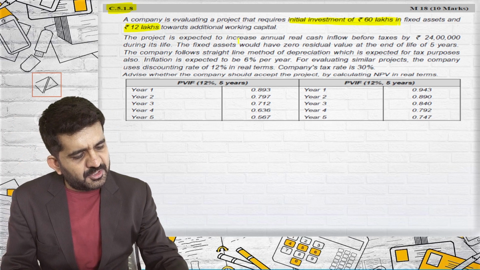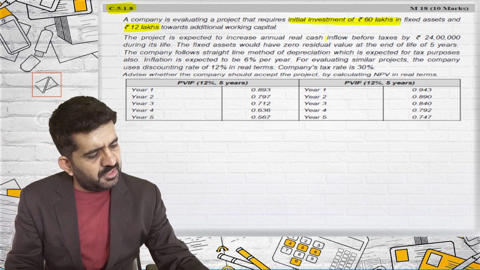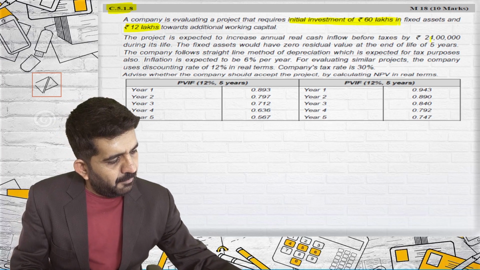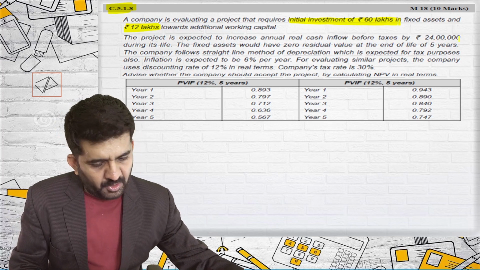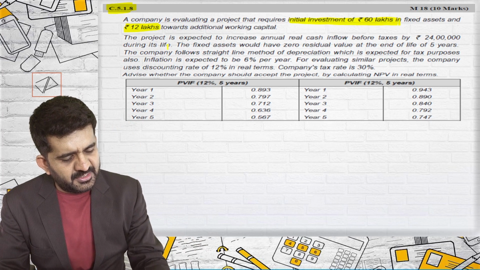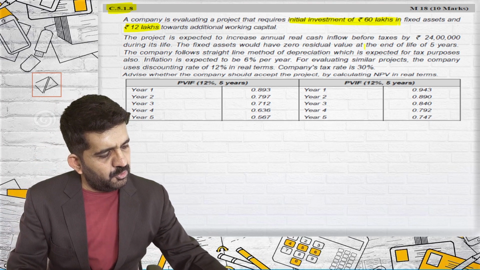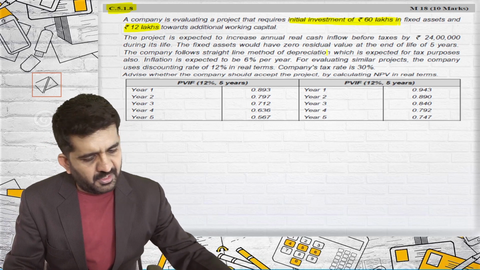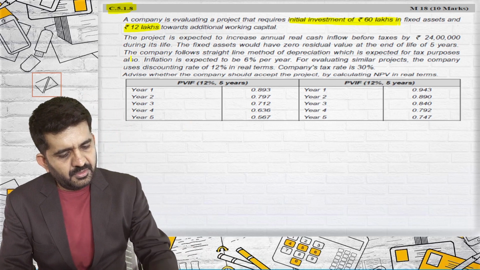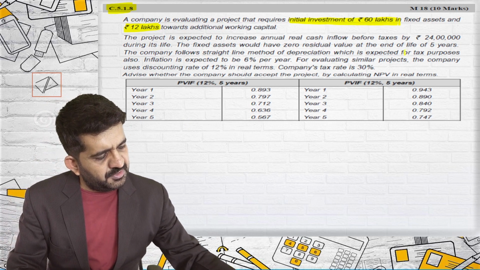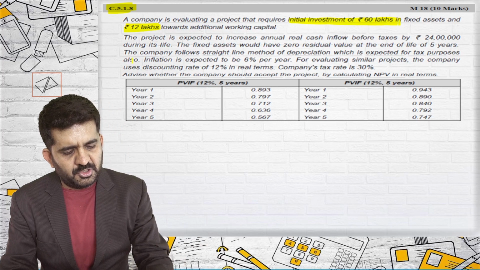The project is expected to increase the annual real cash flow before tax by rupees 24 lakhs during its life. The fixed asset would have zero residual value at the end of the life of 5 years. The company follows the straight line method of depreciation, which is expected for tax purposes also.